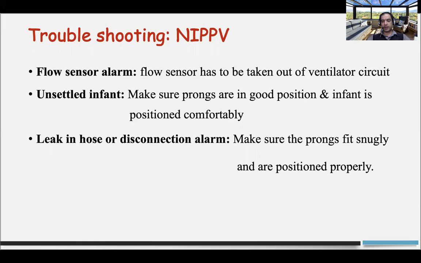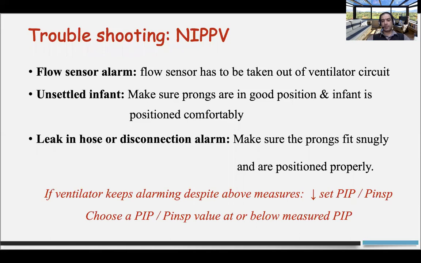And if despite correcting for any leaks in the circuit or interface, it is still continuing to give an alarm, then one should decrease the set pressures to the measured pressures shown on the ventilator. This is because sometimes, because of a large leak, one is not able to achieve or deliver higher pressures. So one has to come down on PIP.